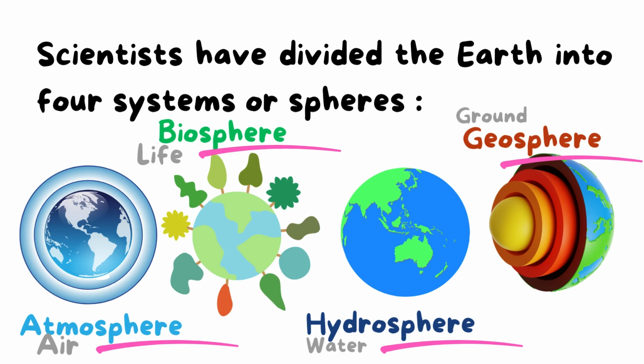And then we have the sphere that contains living organisms. So it has a name, biosphere. And bio means life, so it represents the living organisms. Then we have the hydrosphere. Hydro here means water. Okay, so there is the sphere that contains water, hydrosphere. Then we have the last sphere, which is the geosphere. Geosphere represents the ground. These are the scientific names for the layers or systems. Okay, so we have atmosphere, biosphere, hydrosphere, geosphere.